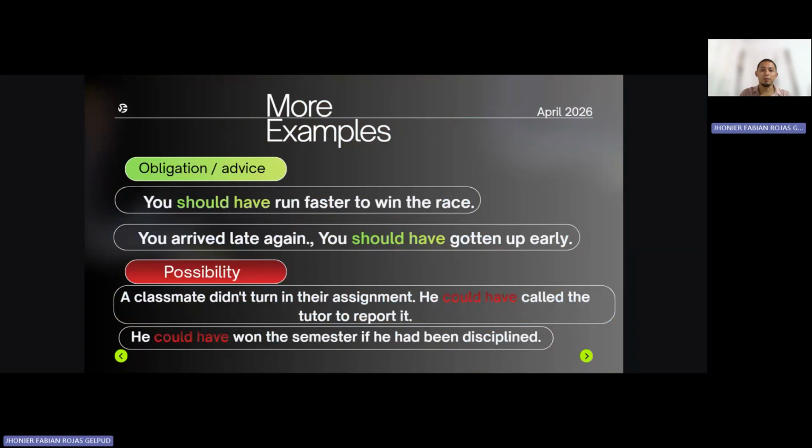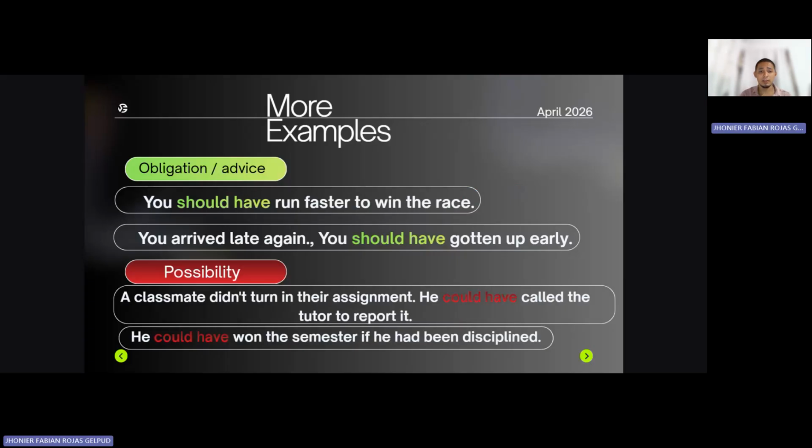Okay, examples: obligation or advice. We use should have when we talk about what someone should have done in the past but didn't. For example, you should have run faster to win the race, or you arrive late again. You should have gotten up early.